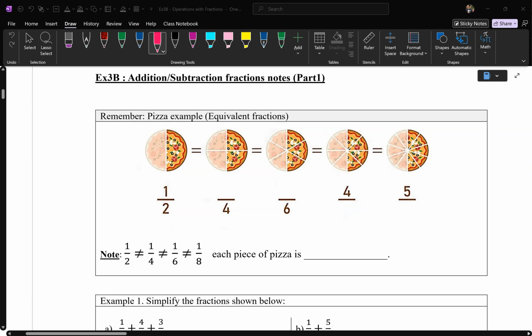It is now recording. So last session, we were doing exercise 3A. It was called equivalent fractions. Let's recap what you remember.